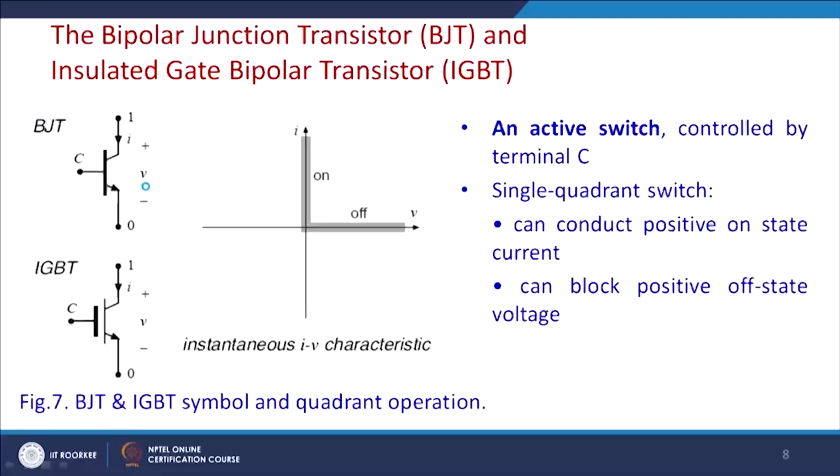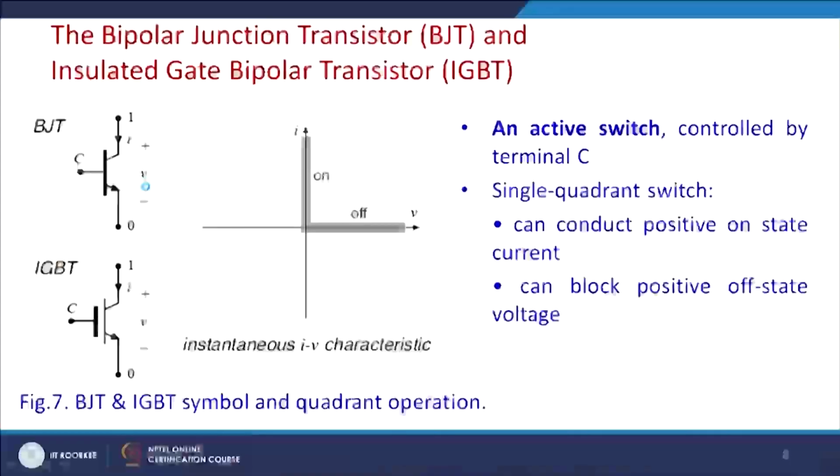Now, the same thing can be realized by an IGBT without antiparallel diode, or by a BJT. You can see that in the active region it is an active switch, so there is a third terminal available. It is also a single quadrant switch because the current flows this way and the voltage blocking capability is this way, and it can conduct only in this direction for this NPN transistor. This is the direction of the current flow, and of course it can block the voltage in the off state, so it can block the positive off-state voltage.